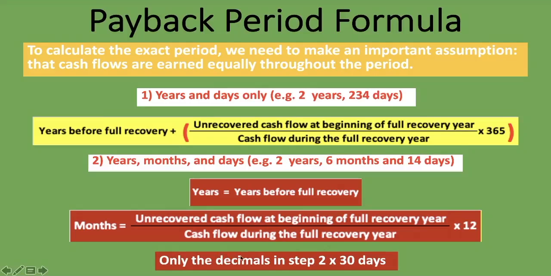But here we'll take only the decimals we have found in step 2, which is this one here. And we'll multiply that by 30 days to give us the number of days. And that is where we'll have the answer in years, months, and days. Now let's go to the examples and apply these formulas.